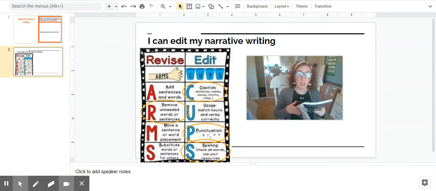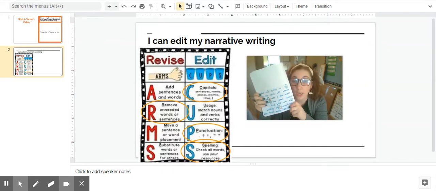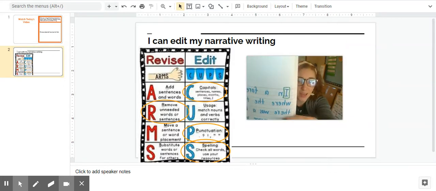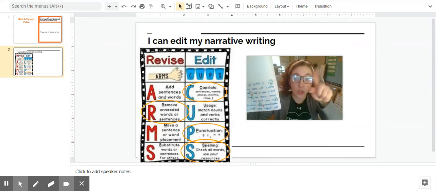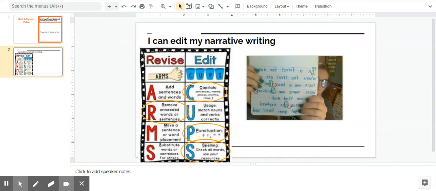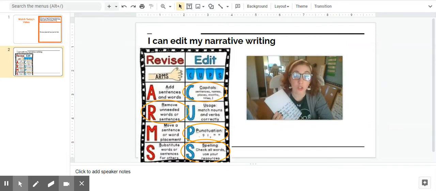Now, today for your writing, you need to go back in your journal. Find the story that you wrote last week. Last week, you wrote the beginning, the middle, and the end of your story. Today, you are going to take markers or crayons, or you can use a pencil. You are going to box in, I boxed in all of my capital letters, see? And you're going to circle the punctuation, all of your periods, all of your question marks, all of your exclamation marks. Then you are going to remove any unwanted words.